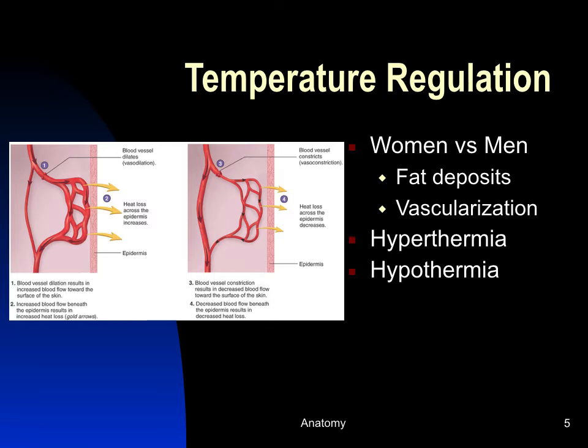Problems with temperature regulation can lead to hyperthermia, the body gaining too much heat and not being able to get rid of it, or hypothermia. These are severe problems that are involved in homeostasis.